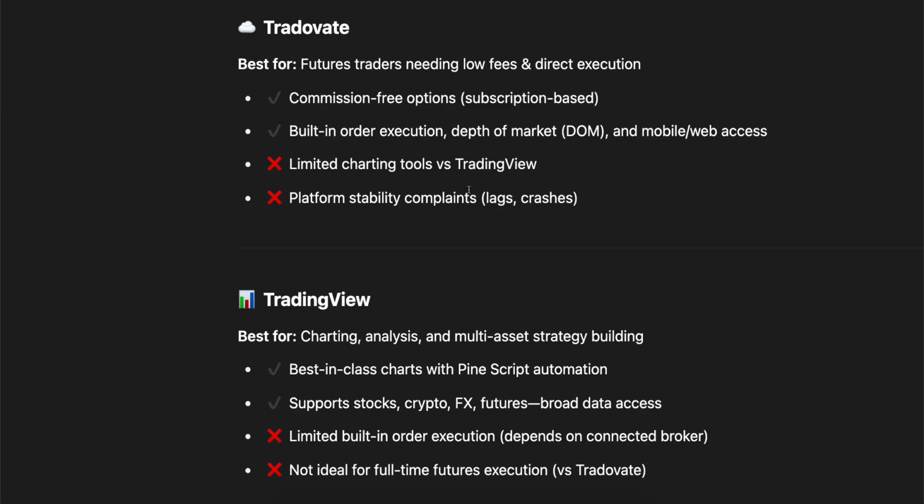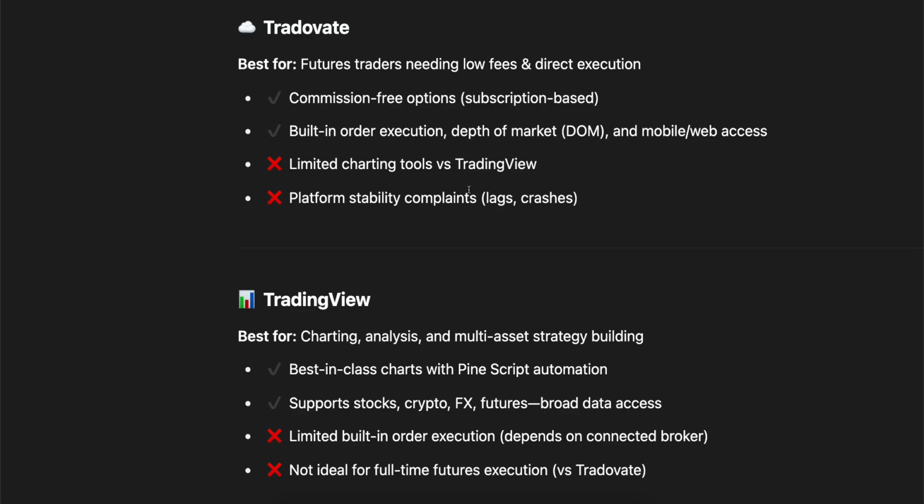So as you can see, it's best for futures traders needing low fees and direct execution. Some pros: commission-free options, built-in order execution, depth of market, and mobile web access. Some cons: limited charting tools versus TradingView, platform stability complaints, lags, crashes.